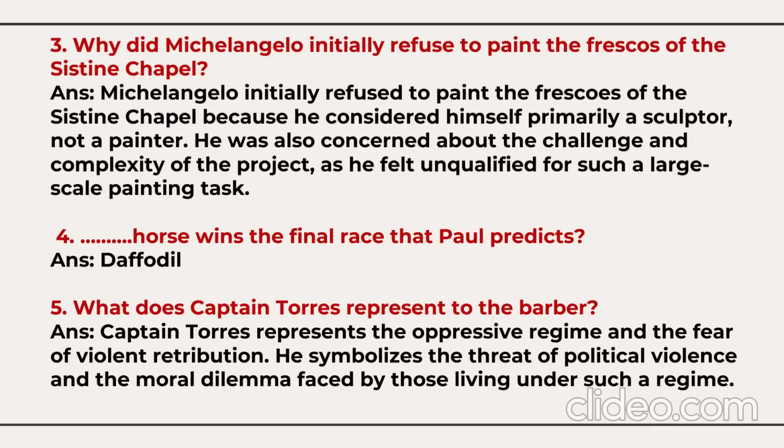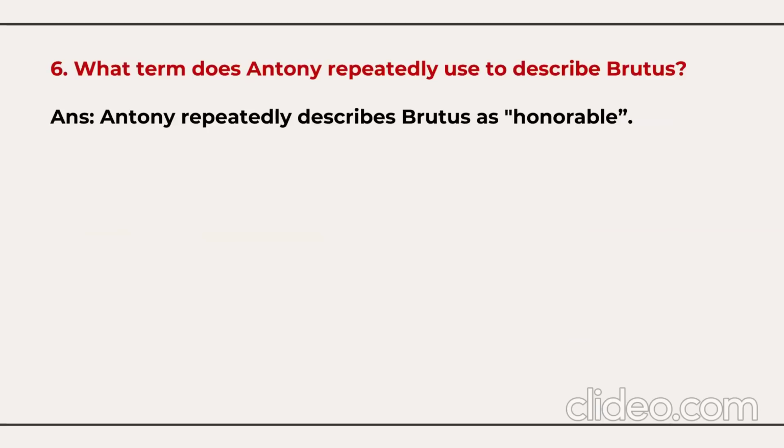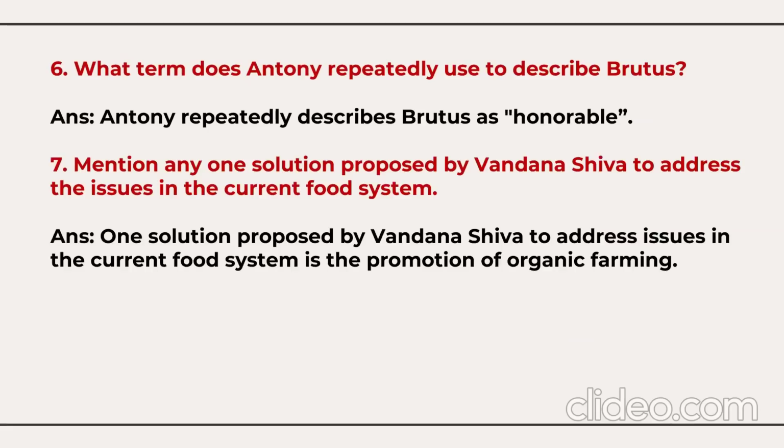Sixth question we have here. What term does Antony repeatedly use to describe Brutus? Honorable. He repeatedly describes Brutus as honorable. Seventh question. Mention any one solution proposed by Vandana Shiva to address the issues in the current food system. She says one solution here is the promotion of organic farming.